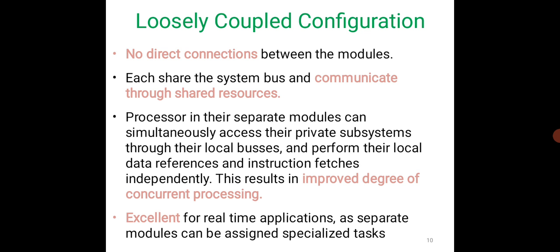In the loosely coupled configuration, we don't have any direct connections between the modules. Each will share the system bus and communicate through the shared resources. Processors in their separate modules can simultaneously access their private subsystems through local buses and perform their local data references and instruction fetches independently. Obviously, this will result in an improved degree of concurrent processing. And this is excellent for real time applications, as separate modules can be assigned specialized tasks.